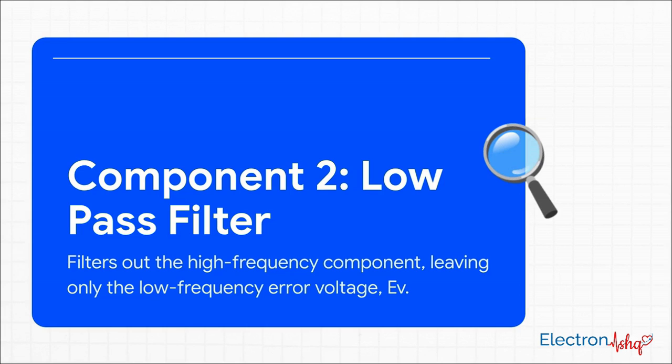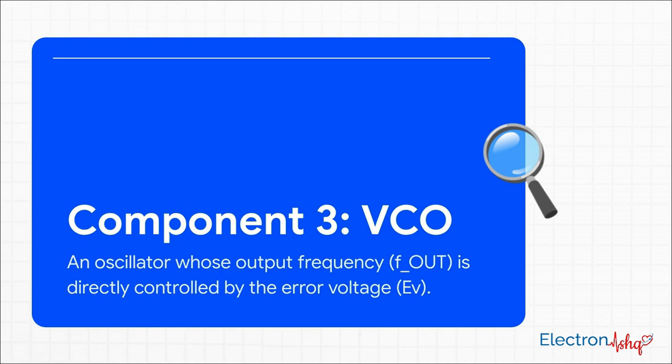So how do we get rid of that high-frequency junk we don't want? Well, that's where the low-pass filter comes in. Its job is to clean house. Think of it like a bouncer at a club. It blocks that high-frequency sum component and only lets the low-frequency difference component through. What you're left with is a clean DC voltage, Ev, which is our pure, unadulterated error signal. And this error voltage gets sent straight to our next component, the voltage-controlled oscillator, or VCO.